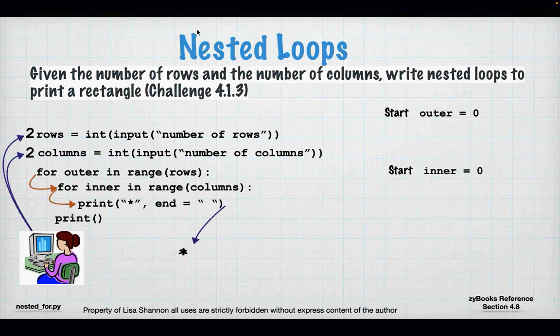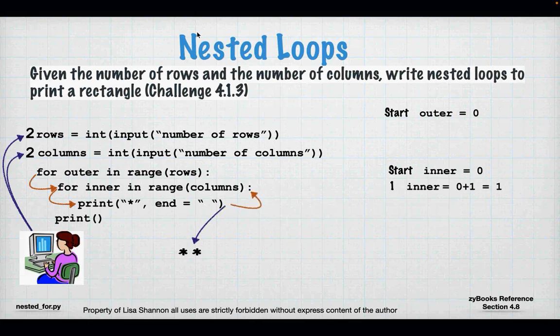Now what's going to happen here? Well, remember, I'm in 2 loops, so I'm always going to run the entire inner for loop completely before I go back to the outer one. So I'm going to go back up to the inner for loop. Inner is 0 plus 1, which is 1. So I'm going to print another star.